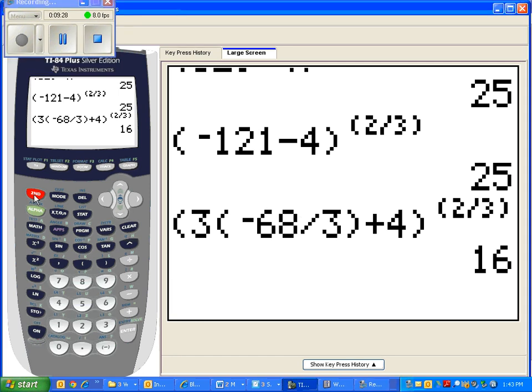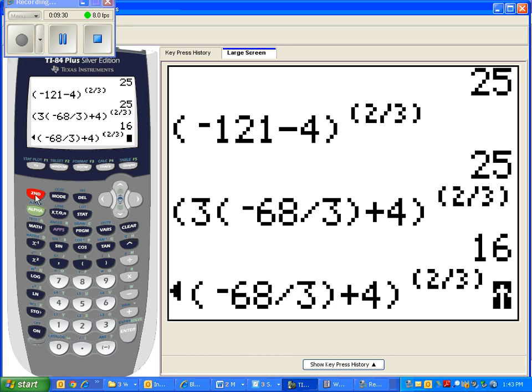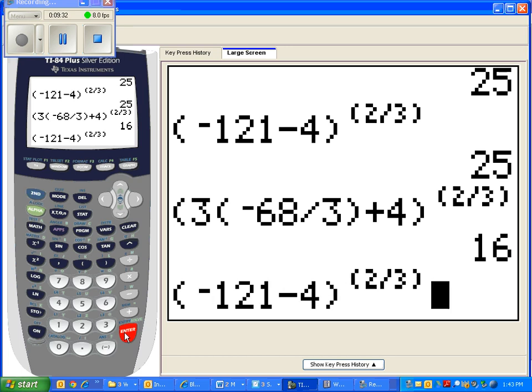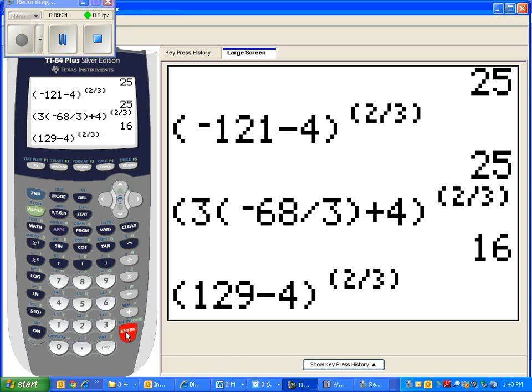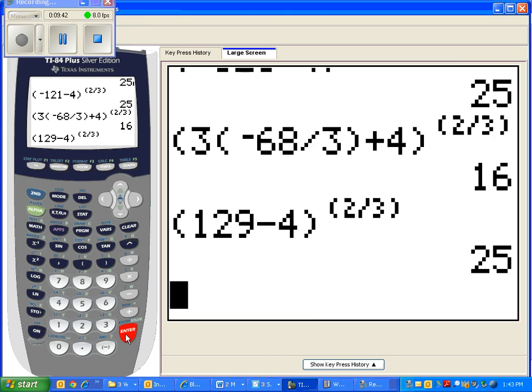I'm going to go ahead and just throw it into my calculator to do a little check. I'll check 129 minus 4. Raise that to the 2/3 power. Remember your rational exponent, you have to put that in parentheses. Press enter. Woohoo! You get 25.